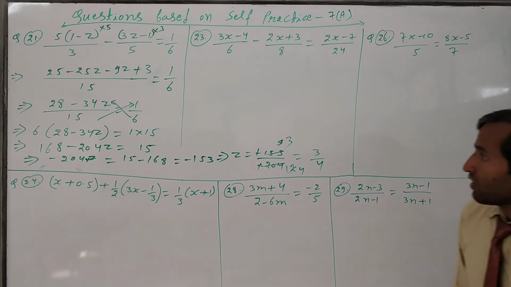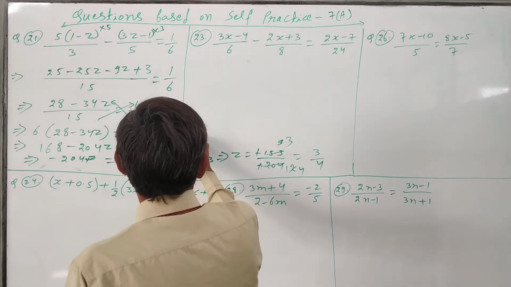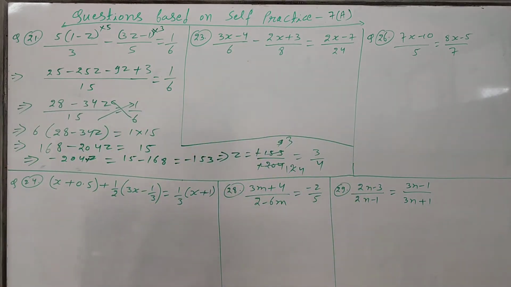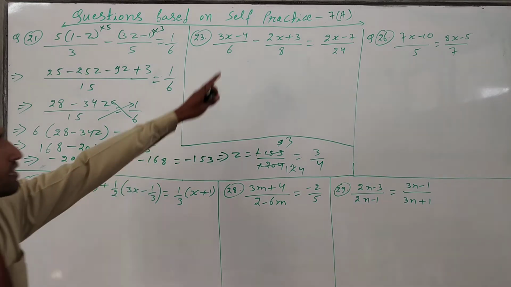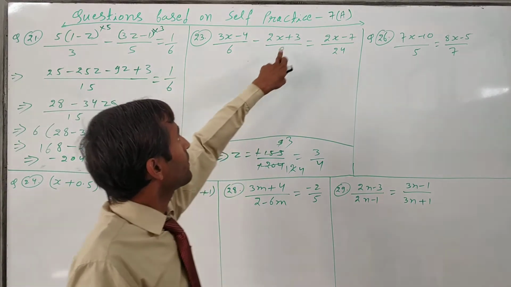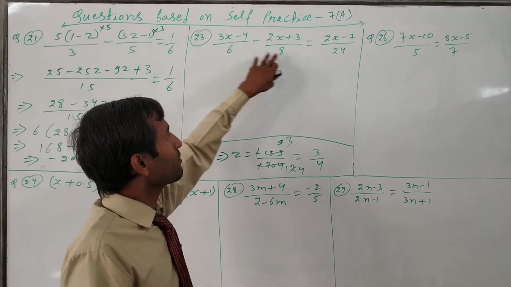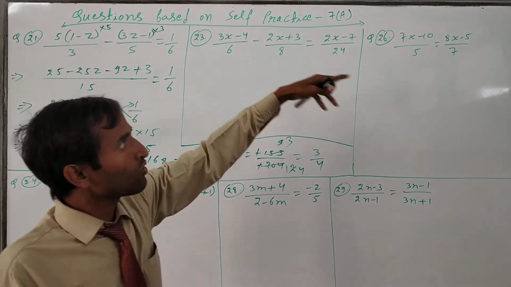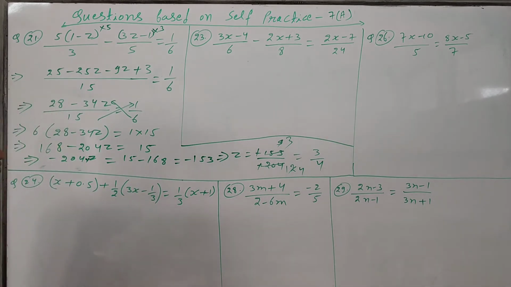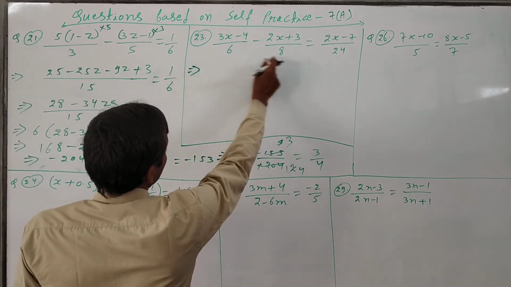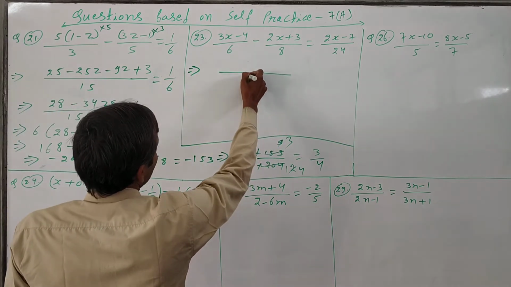Now we have to simplify question number 23. The same process we have to do here also. Here this side also has variables and this side also has variables. For that, first of all we take the LCM of both, then again we do cross multiplication. So first of all take the LCM. The LCM of 6 and 8 will be 24 only.